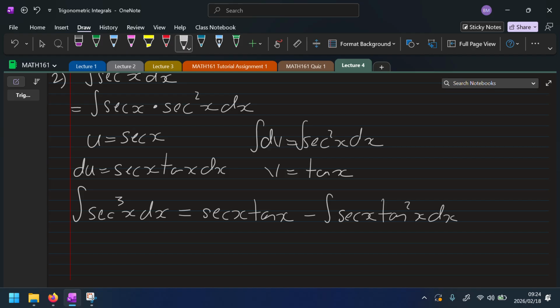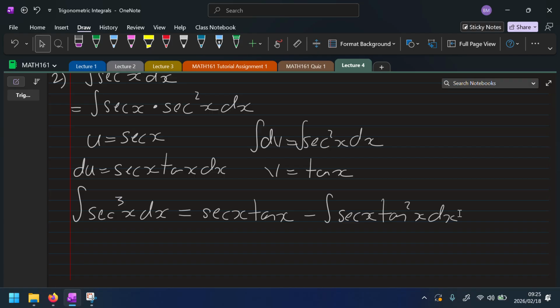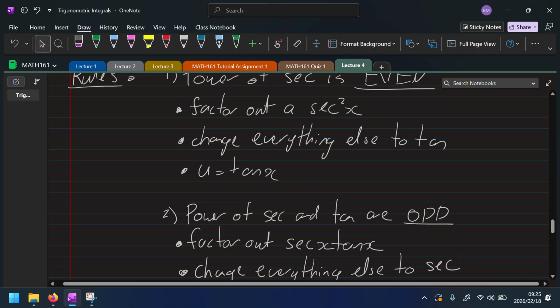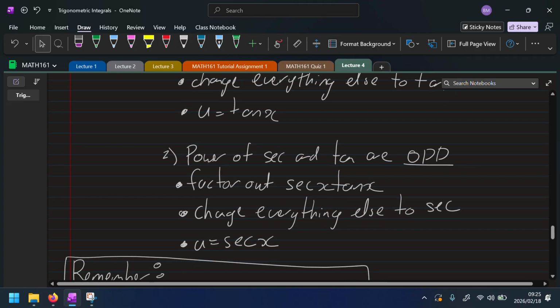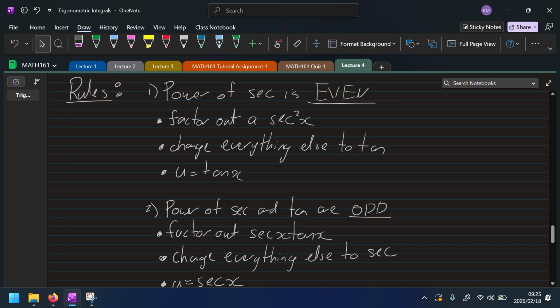Now we've got another problem over there with the sec and the tan. You might be tempted to factor out a sec tan, but that's not going to help us here. Think about why that doesn't work. So here, sec tan. If we try to factor out a sec tan, why doesn't it work? Let's go to the rules here. Why doesn't it work? We've got sec x tan squared.